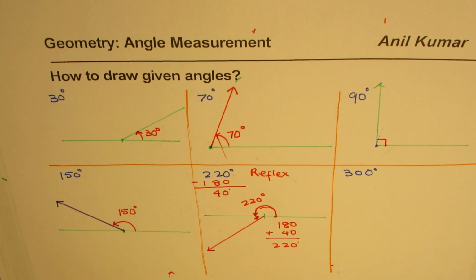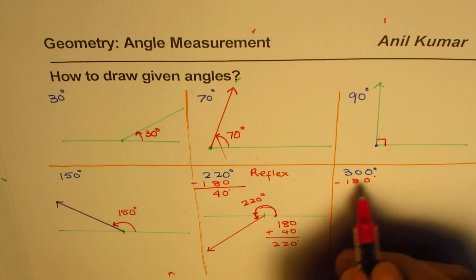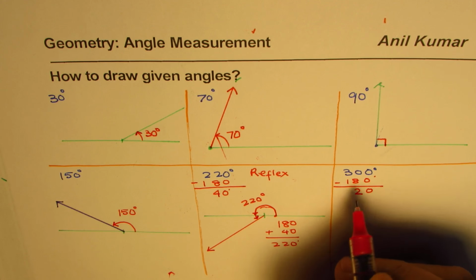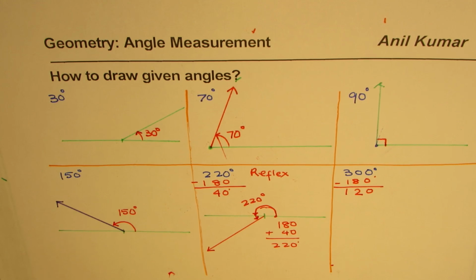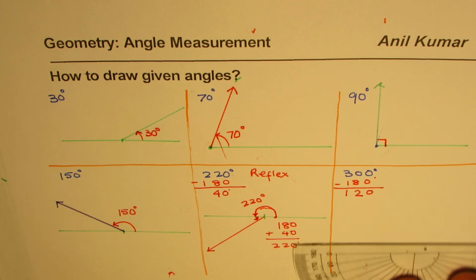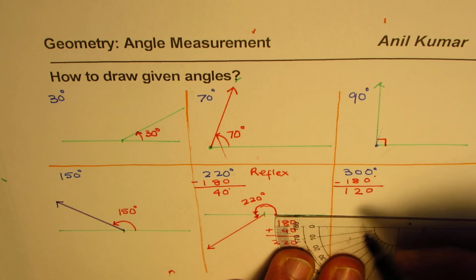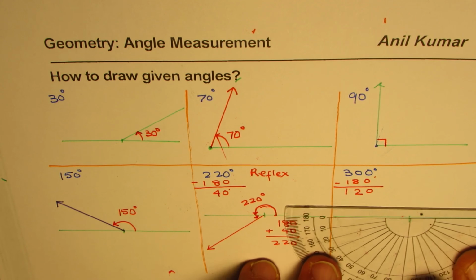Now how about 300 degrees? Well, one way you could do is take away 180 degrees again, and then you get 120. So it is 120 degrees more than 180, correct? So what we will do is we'll follow the same strategy. Mark a point and do 120 more.